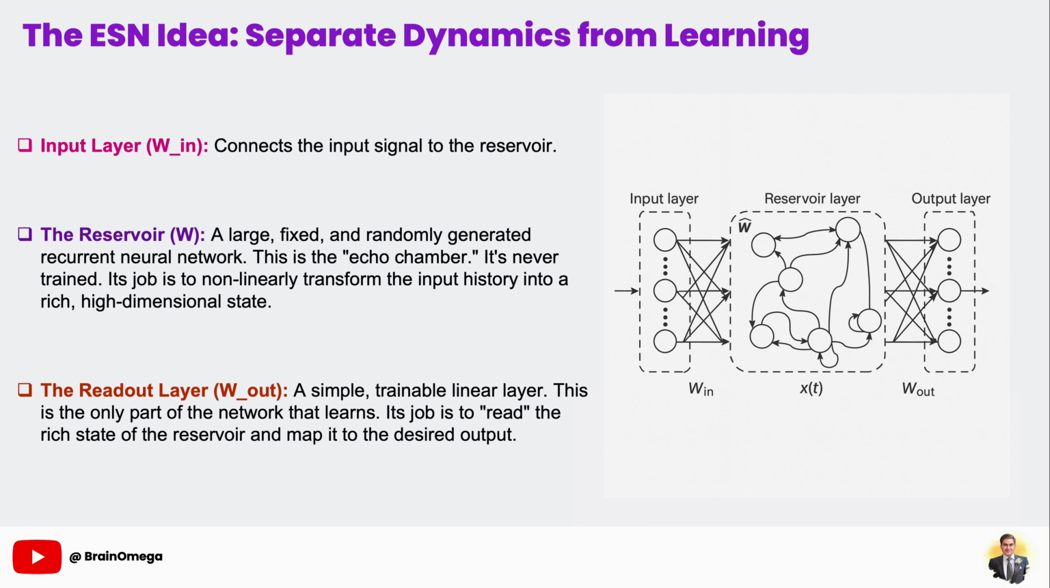The best analogy is to imagine throwing a stone, which is our input, into a pond, which is our reservoir. The pond's physics are fixed. You don't train the water. But by observing the complex pattern of ripples on the surface, you can learn to infer what kind of stone was thrown and when. In an ESN, we don't train the reservoir. We only train the readout layer to learn how to interpret the ripples.